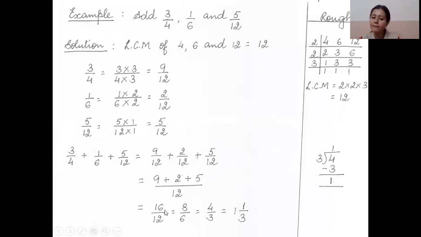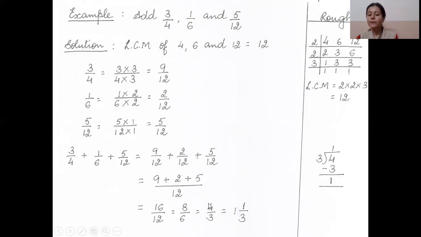So 16 upon 12. Now beta 16 upon 12, you can reduce it. Both the numbers, children, 16 and 12 are divisible by 2. 2 6s are 12. 2 8s are 16. So 16 upon 12 is equal to 8 upon 6. Again beta 8 and 6 both are divisible by 2. 2 3s are 6. 2 4s are 8. So 8 upon 6 is equal to 4 upon 3. So beta 16 upon 12 is equal to 4 upon 3. You know na how to reduce it to the lowest term, beta?